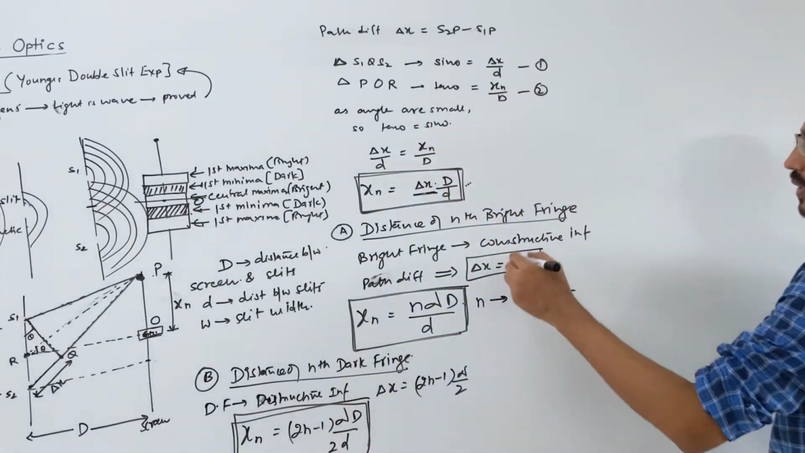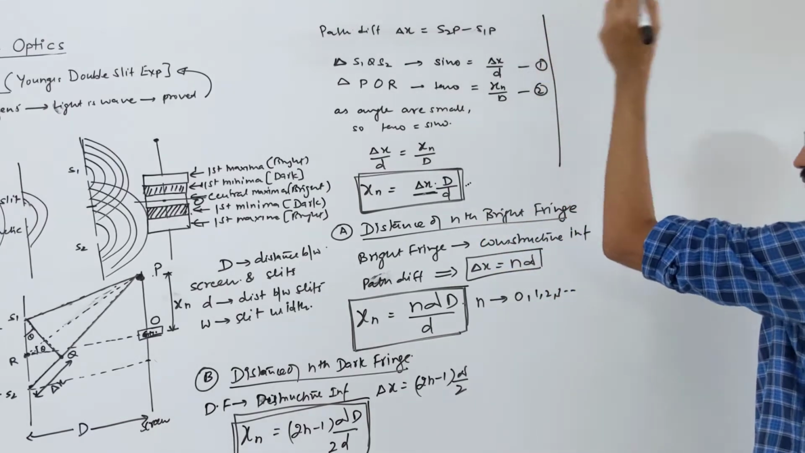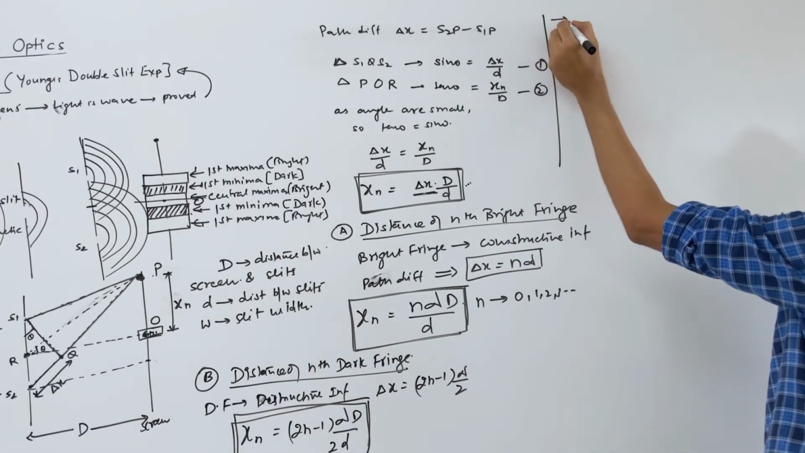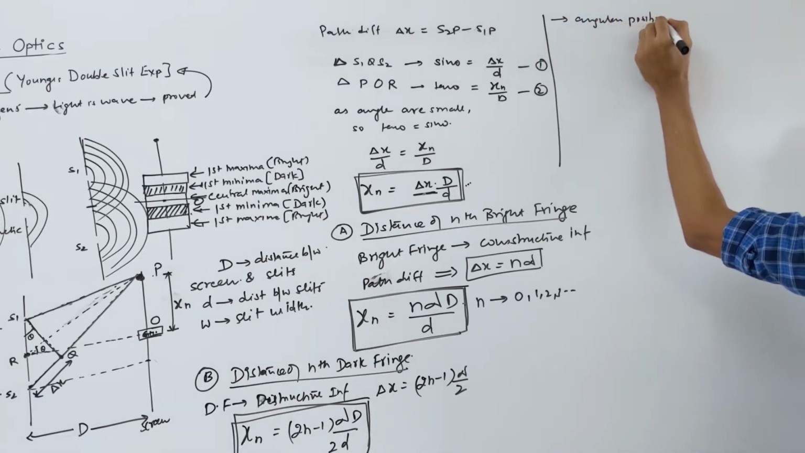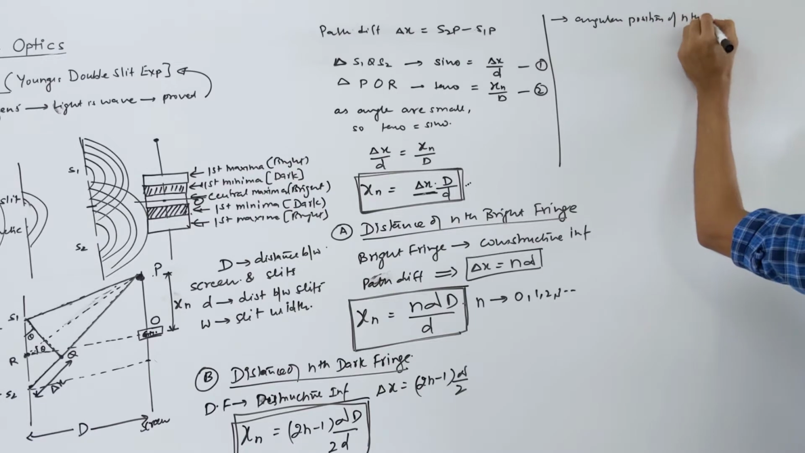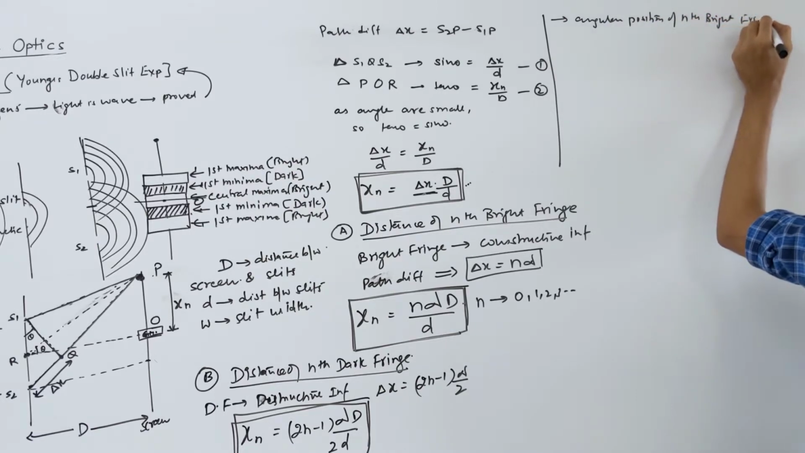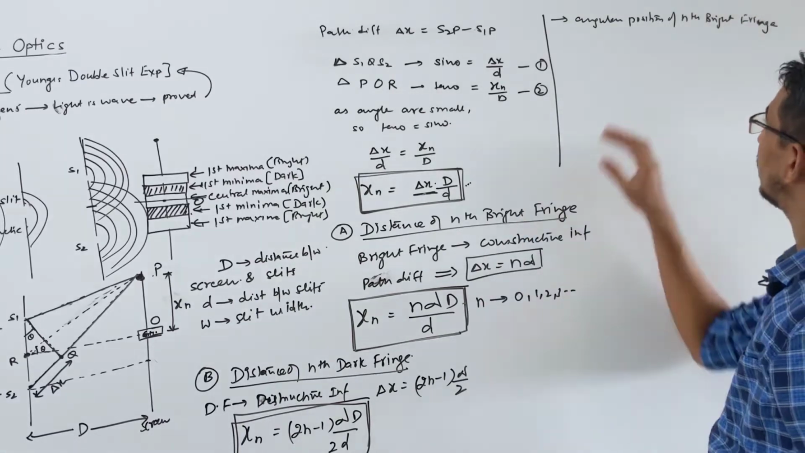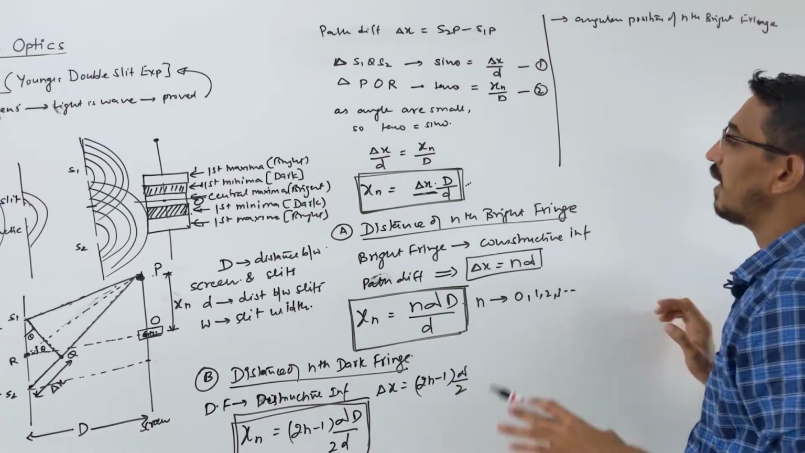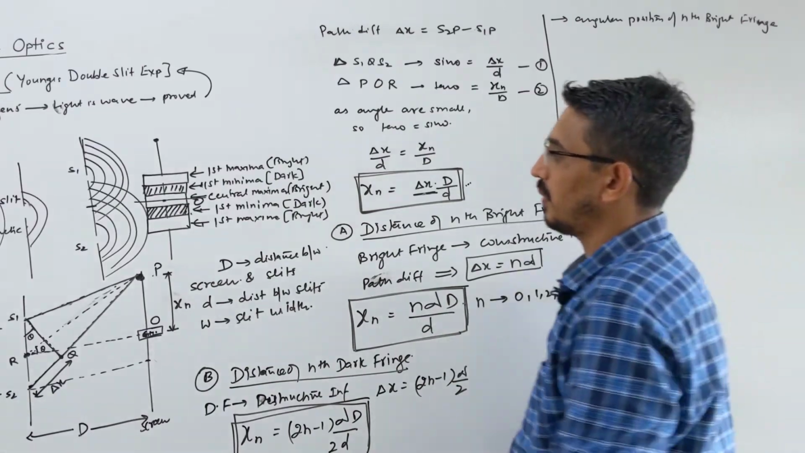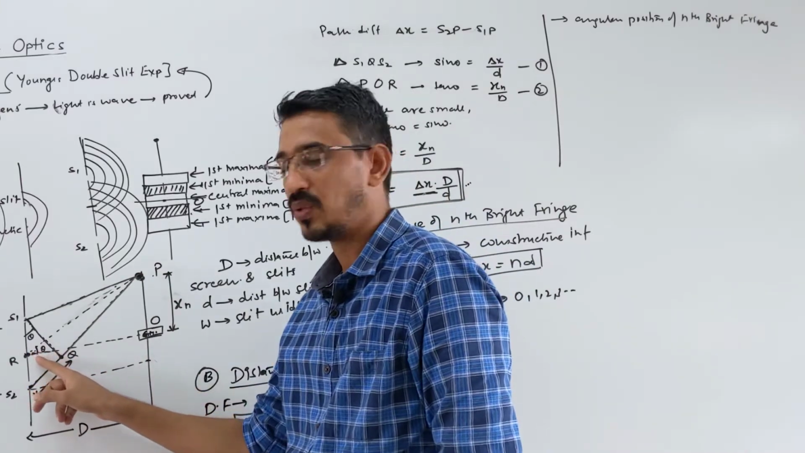Look here, I am talking about this bright fringe. The angular position of the nth bright fringe. If you have not copied this completely, then write this point with this itself. This is a linear distance xn. For angular position, this is your point here, and the angle made is this theta you want to calculate.